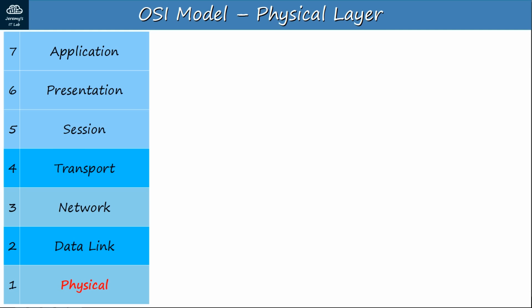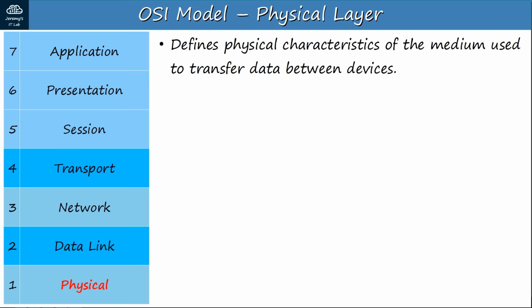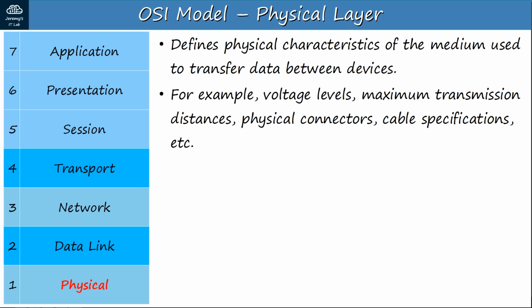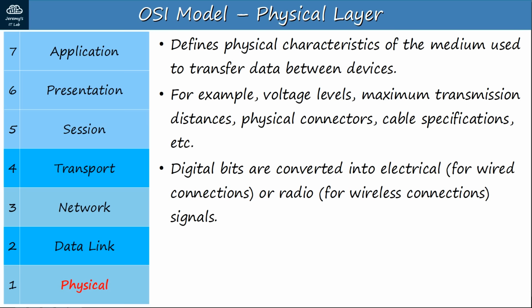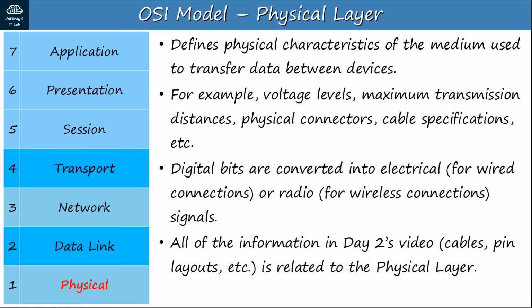First, let's review. This is a slide from day 3's video describing the physical layer of the OSI model. The physical layer defines physical characteristics of the medium used to transfer data between devices. For example, voltage levels, maximum transmission distances, like the Ethernet UTP cable's 100 meter limit, physical connectors, cable specifications, etc. Digital bits are converted into electrical signals for wired connections, or radio signals for wireless connections. All of the information in day 2's video, cables, pin layouts, etc., is related to the physical layer. So we've covered a good amount about the physical layer, learning about copper UTP cables, fiber optic cables, RJ45 connectors, etc.